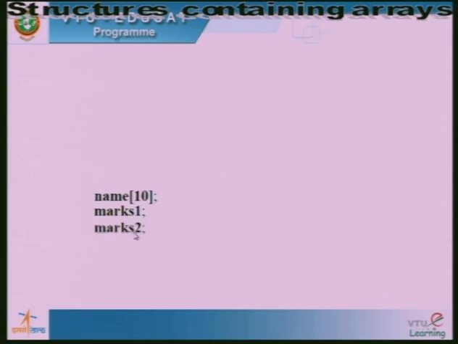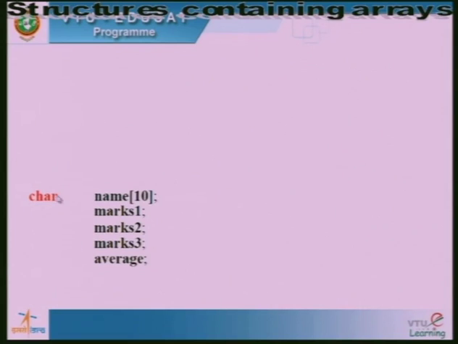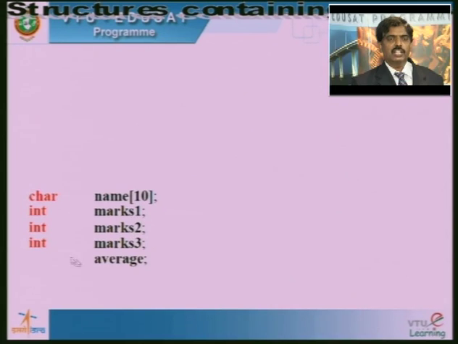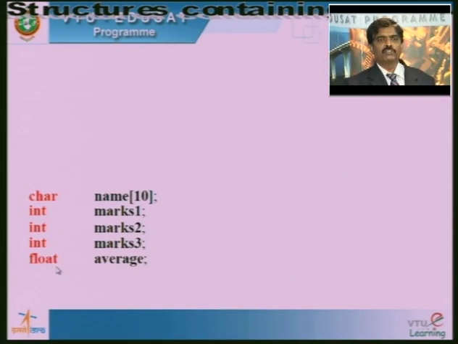Then we have marks 1, marks 2, marks 3. I want to store marks of 3 subjects, and then I want to store average marks also. So, name is an array of characters, so I use the keyword char. Marks 1, marks 2, marks 3 should be of type integer, so I write int. Average is of type float.